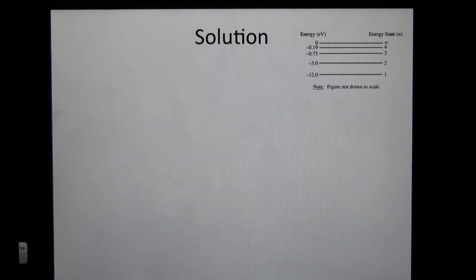Part B asks us to determine the longest wavelength possible. The longest wavelength results from the smallest frequency and therefore the smallest energy. The smallest energy takes place from n equals 3 to n equals 2. To determine the energy of the photon, we have to use the energy difference between n equals 3 and n equals 2.